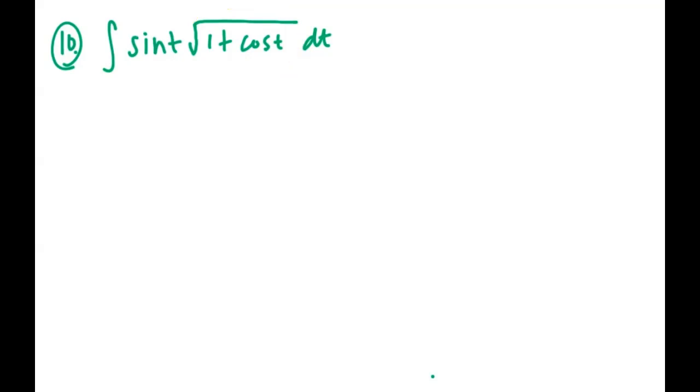So we're going to take the inside of that composite function and use it. 1 plus cosine t is our u. So let's let u equal 1 plus cosine t. Then du, the derivative of u, is du, and the derivative of cosine of t is negative sine of t dt.